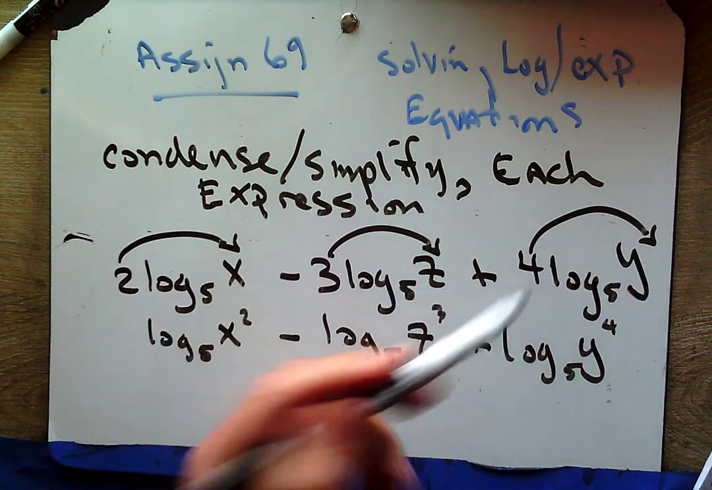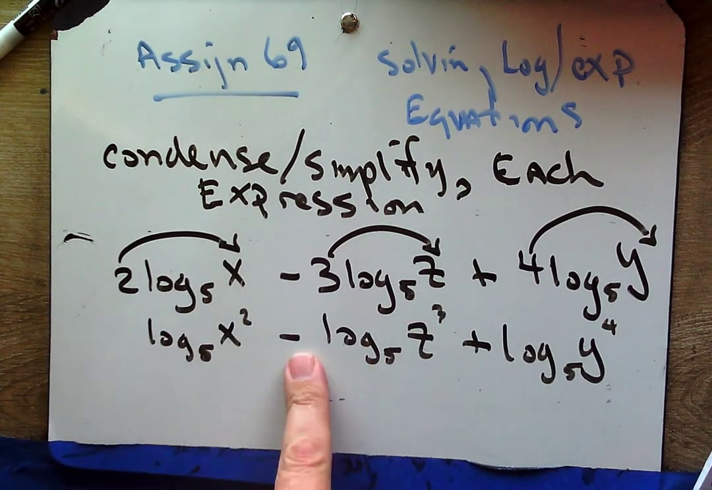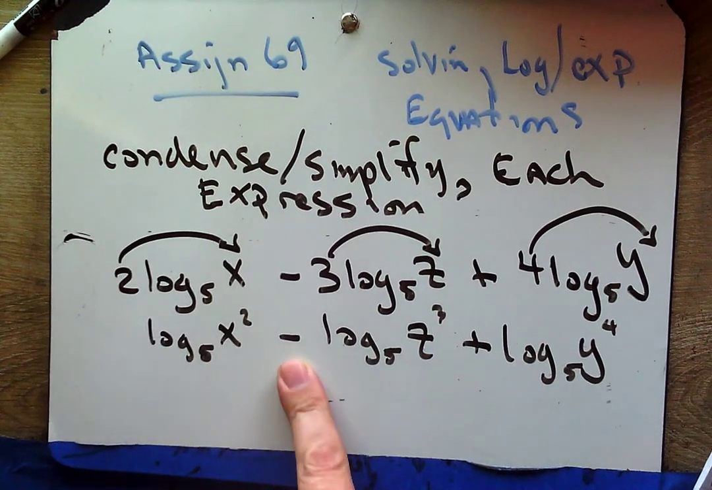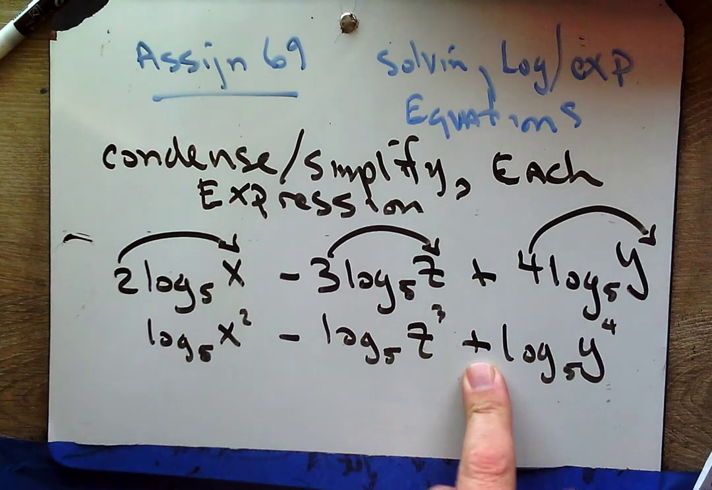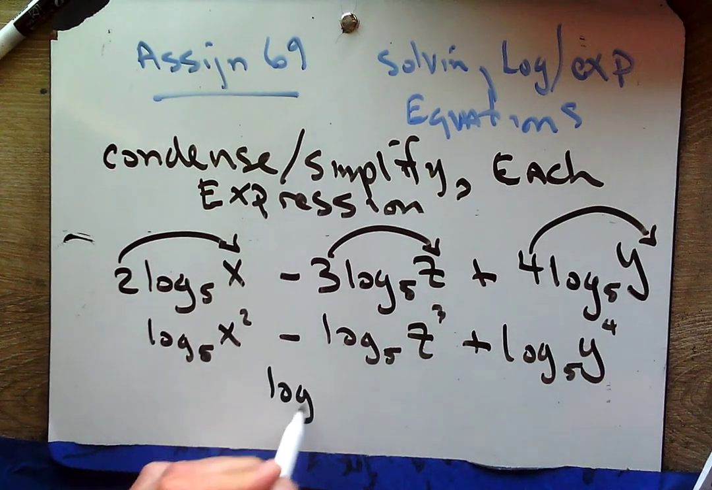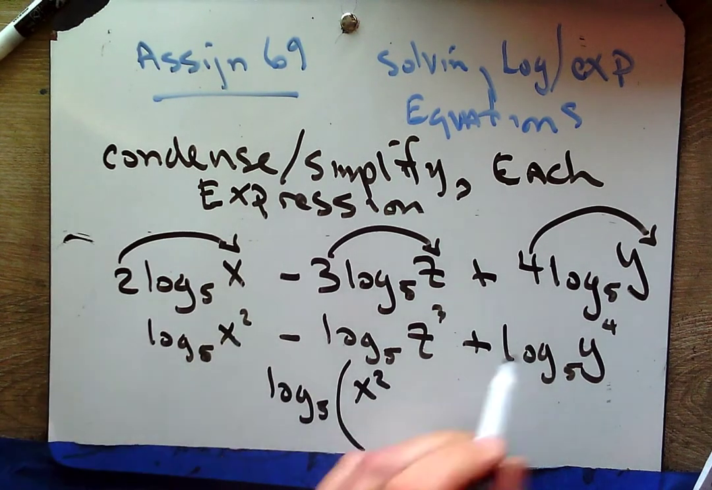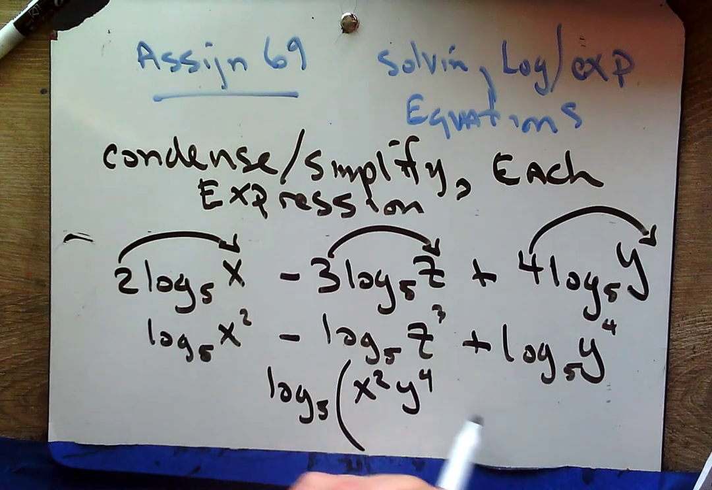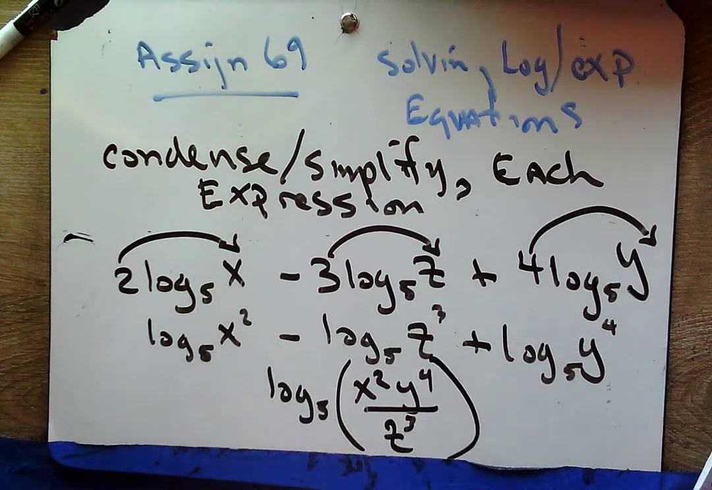Once I've pushed all those powers back up, now I can use my log property to combine these. Remember, every time I see a minus, that goes on the bottom. And every time I see a plus, that's going on the top. So I'm going to have log base 5 and x squared on top, because this is positive x squared. A y to the fourth on the top, because this is also positive. And because of this minus, z to the third on the bottom. Okay? All right, so let's get to looking at solving.